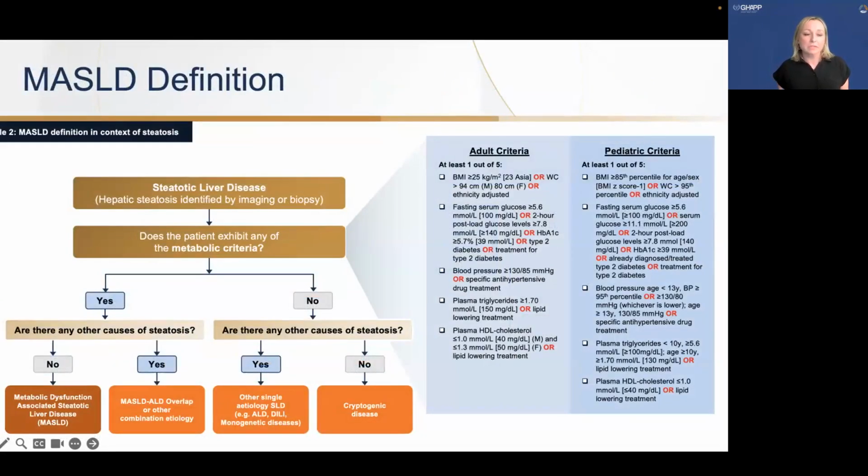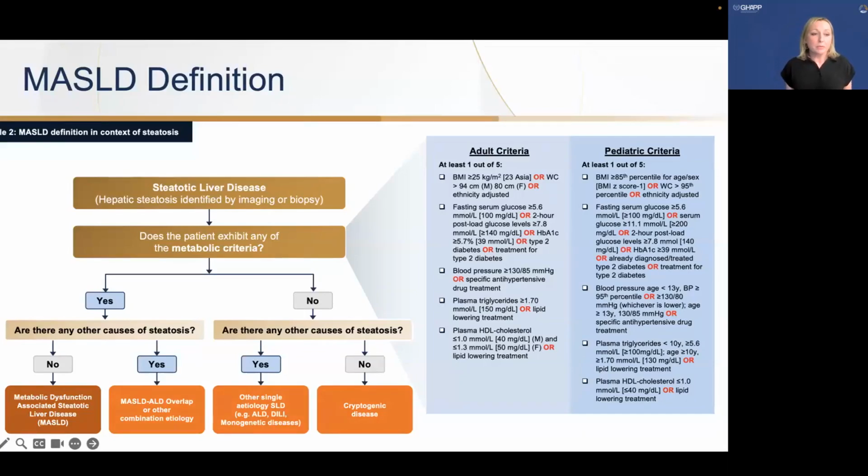And so when we think of the MASLD definition, to meet the diagnosis of MASLD, we really need to have a patient with hepatic steatosis. And again, this is identified commonly by imaging. So sometimes this is picked up incidentally on imaging, or in some cases it's picked up on biopsy. So we need steatosis, plus we need evidence of metabolic disease. The definition really includes steatosis plus at least 1 out of 5 cardio-metabolic risk factors. These include an elevated BMI or a larger waist circumference, prediabetes or diabetes, hypertension or being on an antihypertensive medication, an elevated triglyceride level or low HDL, or being on a statin or other cholesterol-lowering medication.